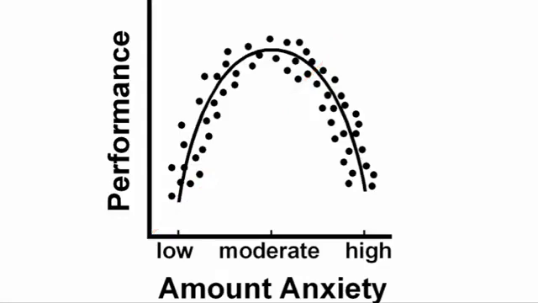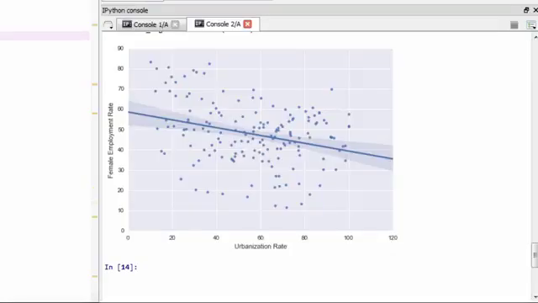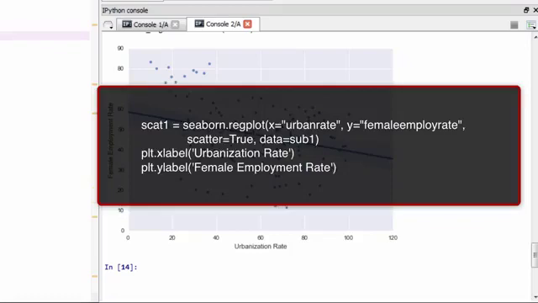The best fitting line is not straight. Rather, it is one that curves to capture the nonlinear nature of the association. Here is an example of a less extreme curvilinear association between urban rate and female employment rate with a linear regression line. Returning to the Python script for the Gapminder dataset, the code to produce this scatter plot is here.